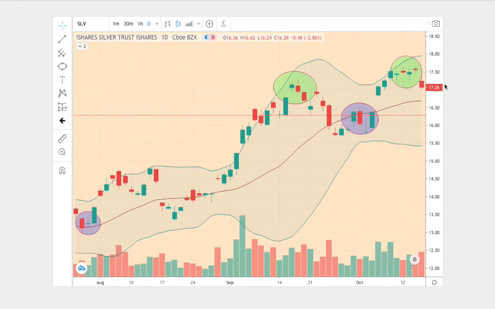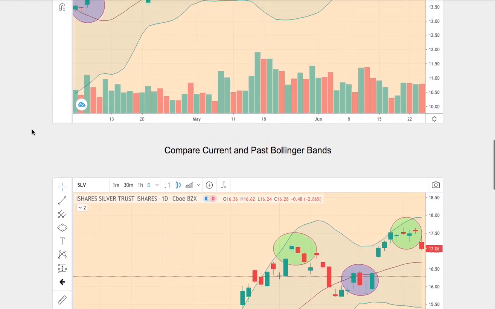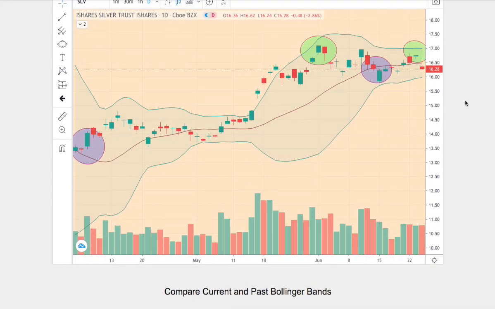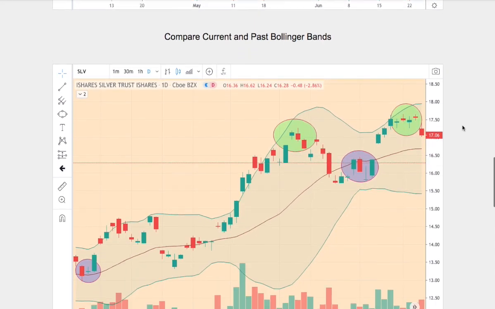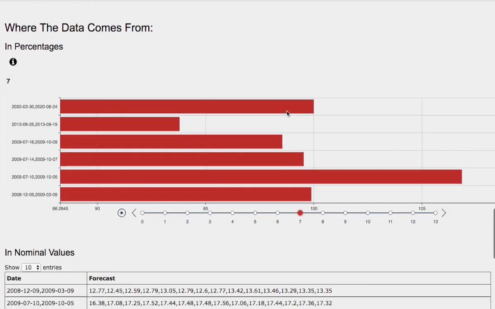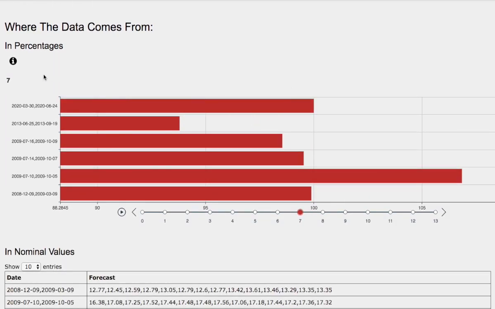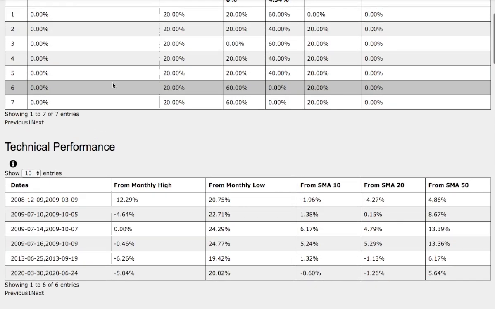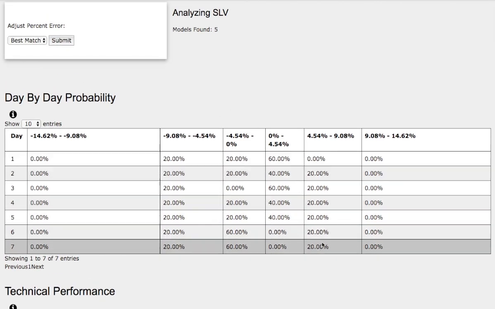So what we have here is 1, 2, 3, 4 points. We also have 1, 2, 3, 4 points on the current trend, so there's reason to believe the trends and patterns are somewhat the same. The outcome and forecast should be fairly the same. The model we just examined was July 10th to October 5th, 2009. Back then, silver was up around 6.8%. And if we head back to the day-by-day probability model, that coincides with the 20% chance between 4.5 to 9% higher in the coming days.